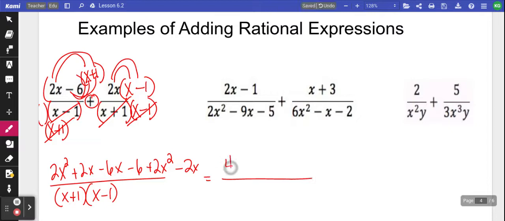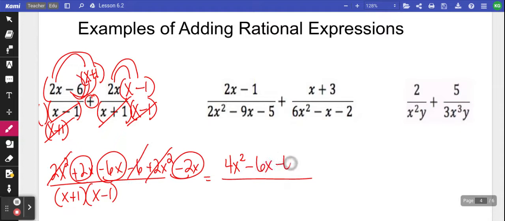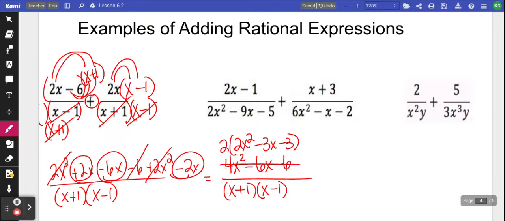Then combining like terms would give me 4x squared, 2 minus 6 minus 2 is negative 6x, minus 6, over x plus 1, x minus 1. Then I factor the top here, take out a 2, which leaves me with 2x squared minus 3x minus 3. And I don't believe that reduces down anymore.